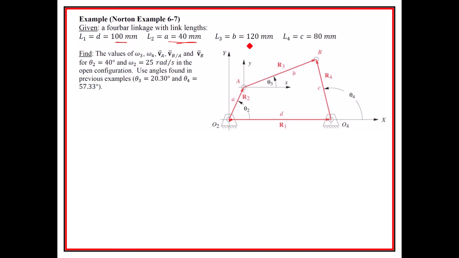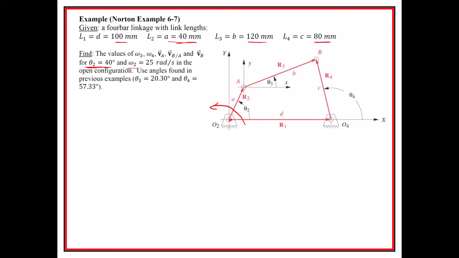Link 3 is 120 millimeters. We call that B. And then link 4 is 80 millimeters. We'll call that C. They're saying at this position right here, theta 2 is equal to 40 degrees, and omega 2 is, in this direction right there because it's positive, 25 radians per second.